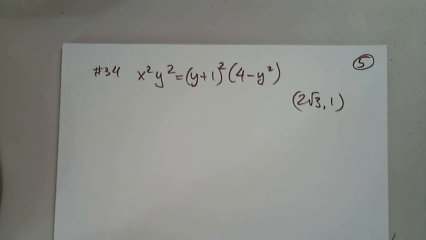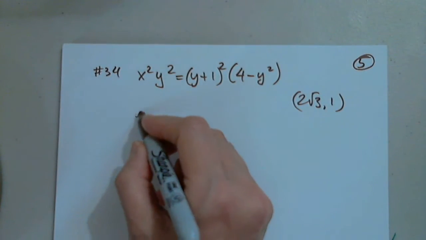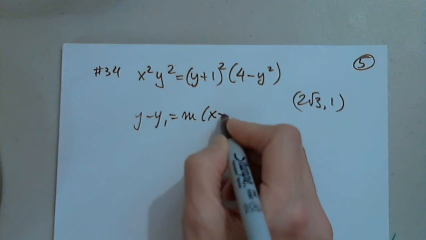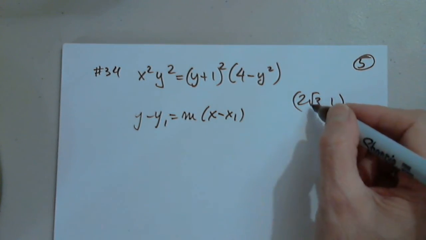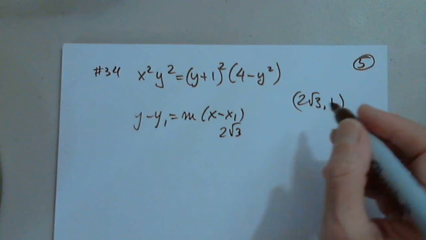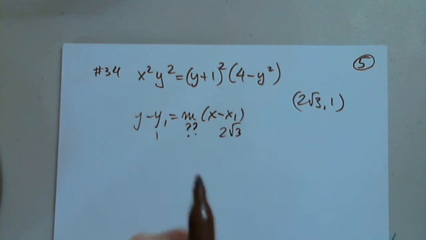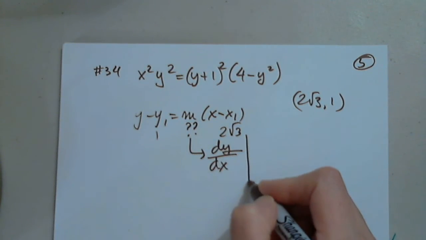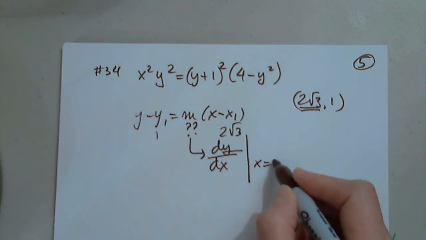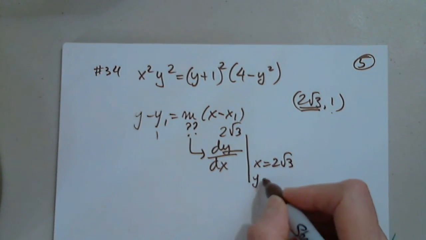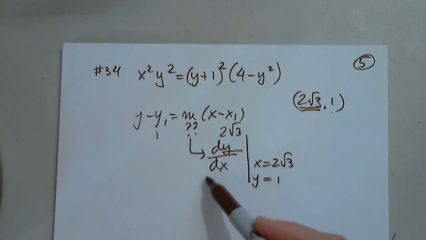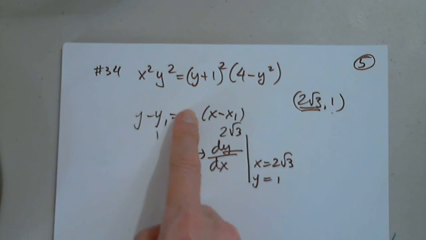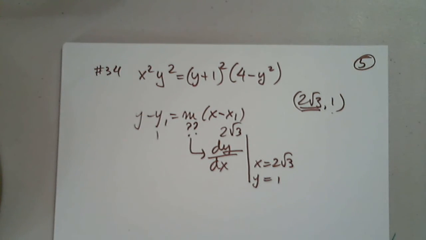Okay, so the same thing. We're asked to find the equation of the tangent line, but I know that this is y minus y1 equals the slope times x minus x1, where the x value is 2 square root of 3 and the y value is 1, but I don't have the slope. The slope will be dy over dx evaluated when x is 2 square root of 3 and y is 1. But I need to find an expression for dy over dx first. Otherwise, I can't continue here. Without this, I can't find the equation of the tangent line.